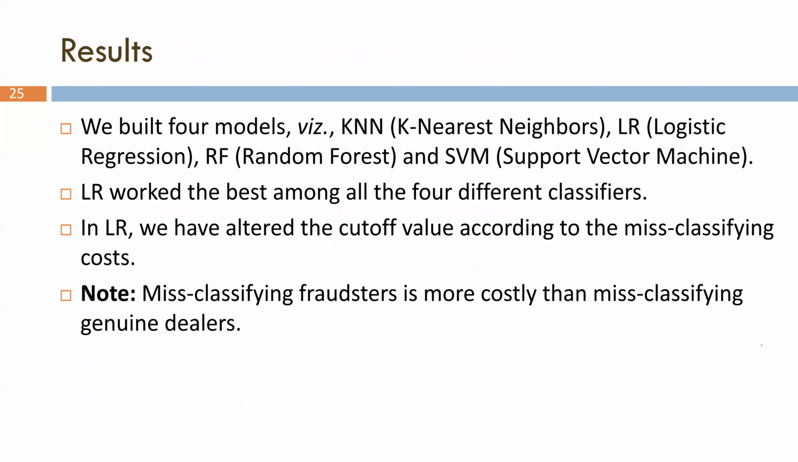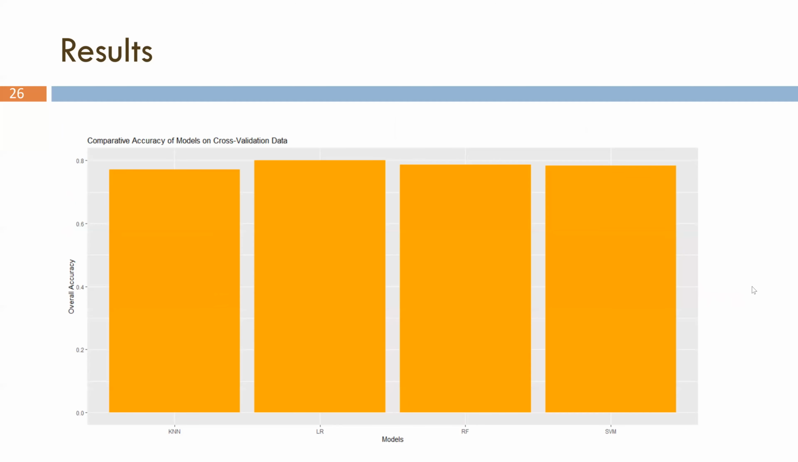And the results are, we found that logistic regression worked the best among all the 4, with around 80% accuracy. This is because we can give different cutoffs, and misclassifying fraudulent dealers is more costly than misclassifying genuine dealers. Based on that, we found that LR is working the best here. You can see the LR model is around 80% compared to the others.